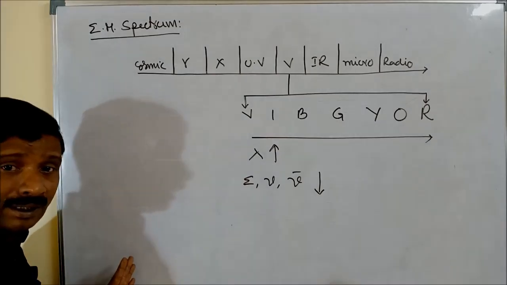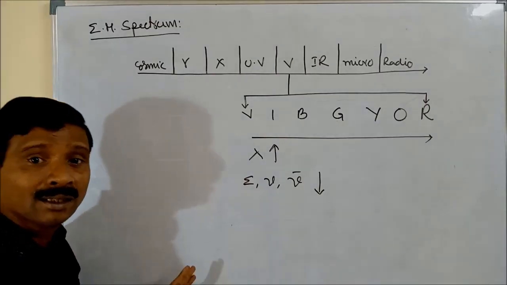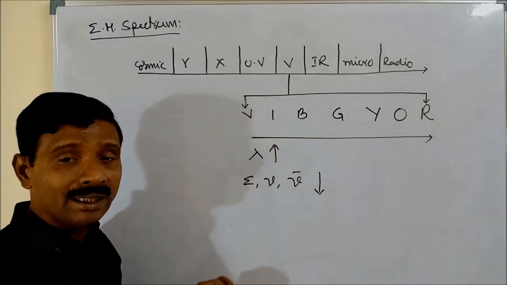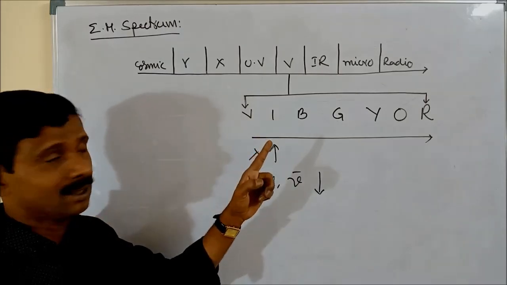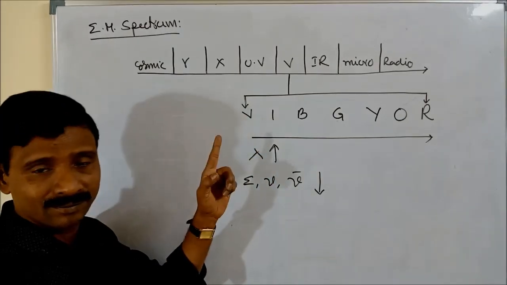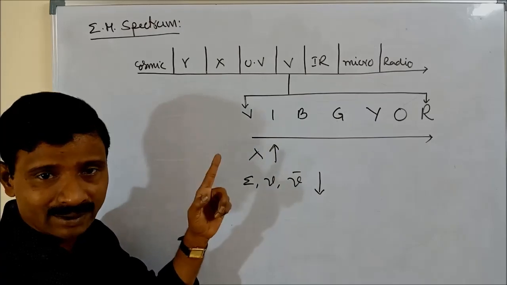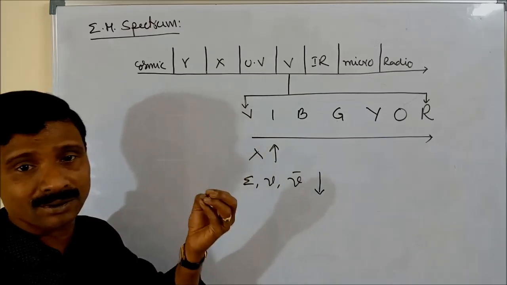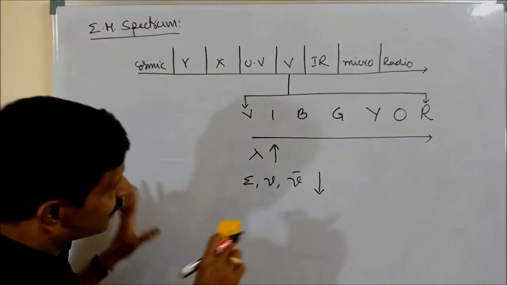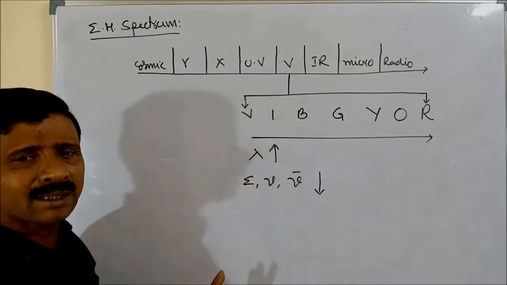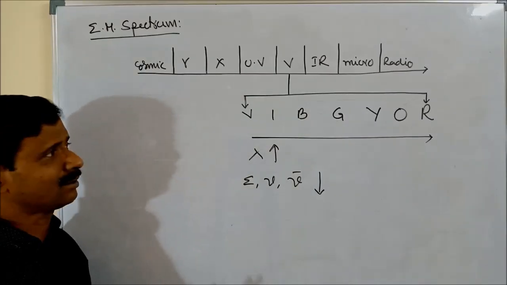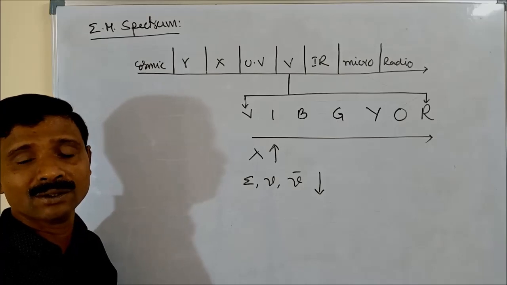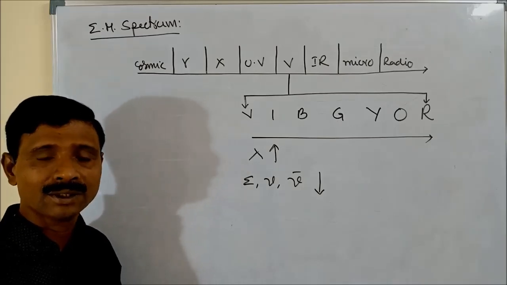So that is enough regarding this electromagnetic spectrum, and be clear about that sequence and in which order we arrange with respect to the wavelength. That is the most important. So this is as far as the electromagnetic spectrum is concerned in view of those objective examinations. Okay, right.